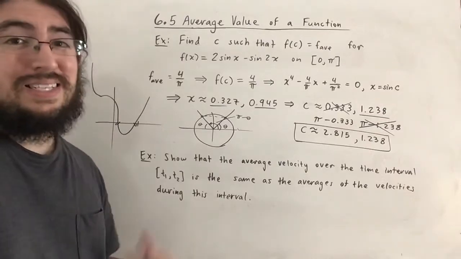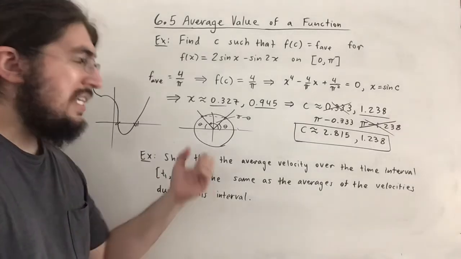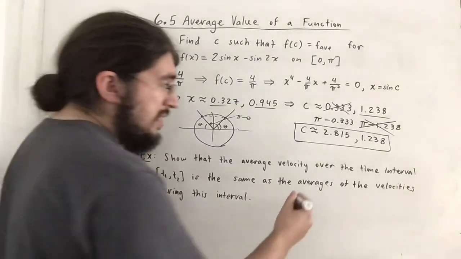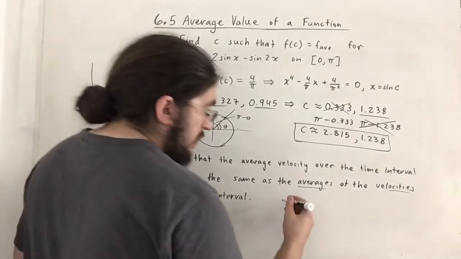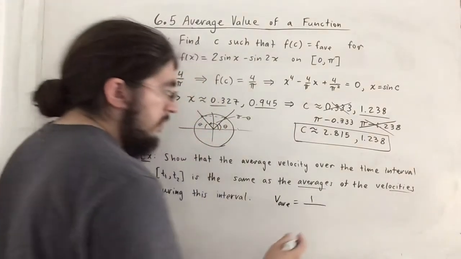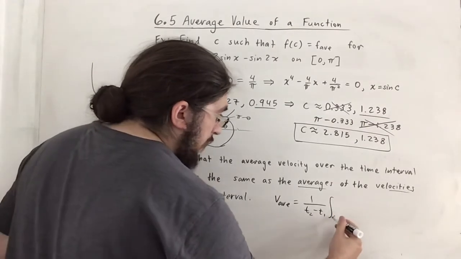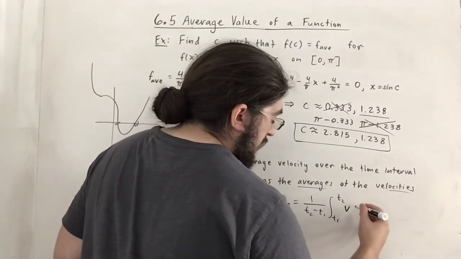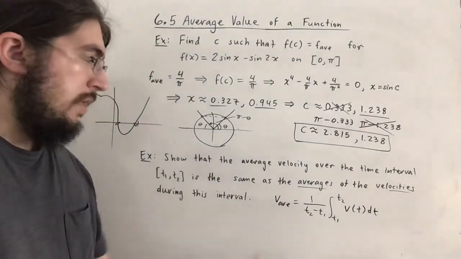Now, finally, like I said, this is mostly an afterthought, but we want to show that the average velocity over the time interval t1 and t2 is the same as the average of the velocities during this interval. Now, the average of the velocities will be the average value of the velocities. So that average value, let's call it VAV, is actually going to be 1 over the length of the interval, so that's t2 minus t1, of the integral from t1 to t2 of the velocity. So the velocity you can call v of t. So if we know the velocity function v of t, then we're good to go.